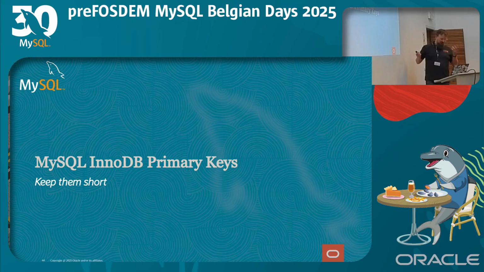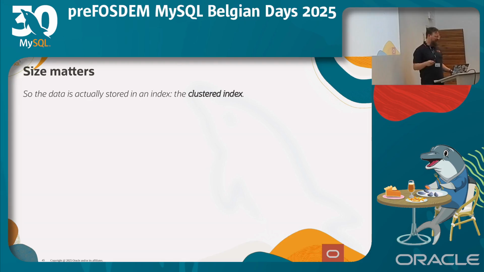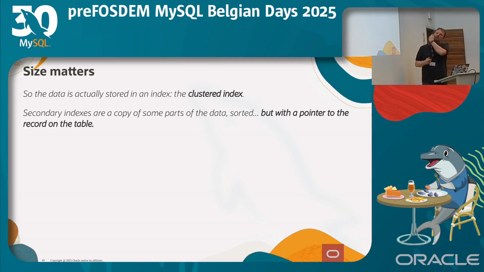So, something else about the InnoDB primary key. Even if people think it's not true, size matters in databases. Because, like I said, the data that is stored in the index, so the clustered index, is also a part, or kind of a pointer, of the secondary index, right? So we will see how it works, because that pointer is the primary key.